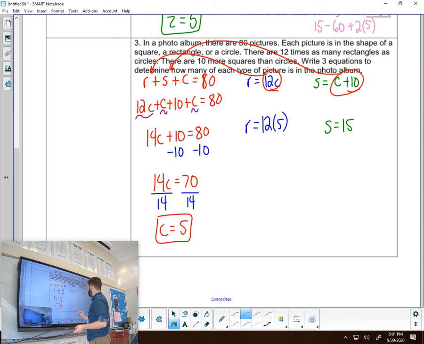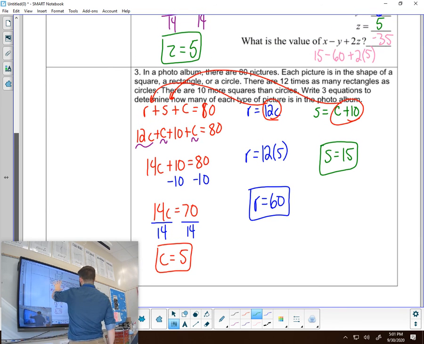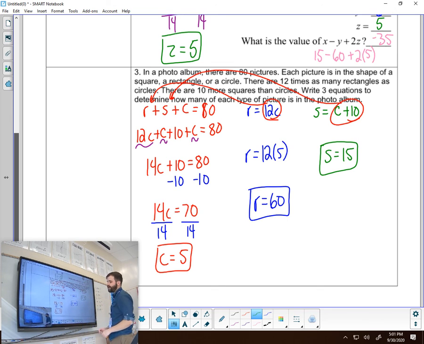So once again, we're just going to do that problem kind of twice in a row. But the main idea behind this is that we need to be able to write out our equations. So make sure you took notes and you paid attention to how I wrote those equations out. But yeah, we do get similar answers. So my circles are going to be 5. We're going to have 60 rectangles, which makes sense. That's the most common type of picture frame. And then we're going to have 15 square picture frames.